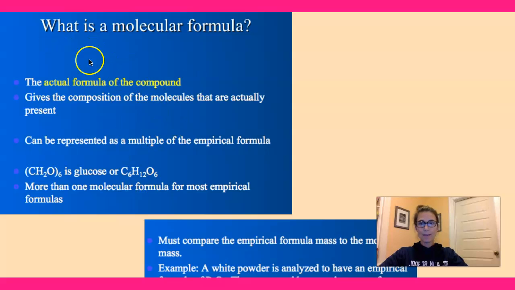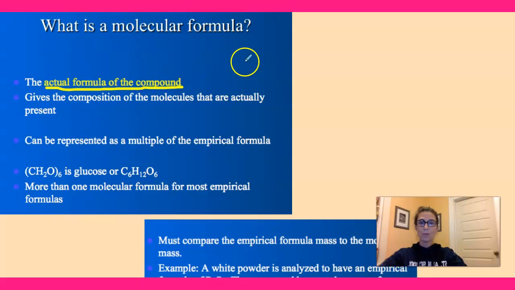Hi there. Last time we talked about empirical formula, and as promised, this is the follow-up to that video where we're going to discuss molecular formula. So if you remember, an empirical formula is just taking the molecular formula and reducing those subscripts down to the lowest whole number ratio, whereas the molecular formula, and this is important, is the actual formula of the compound.